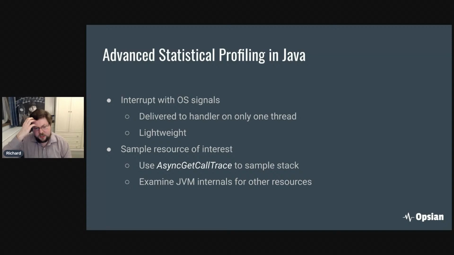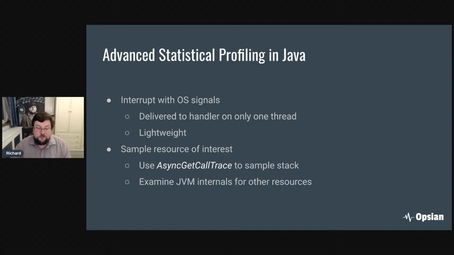But SIGPROF is just another signal number, and instead of killing the process, it gets delivered to a handler on one of the threads within that process. It's very lightweight, very low overhead, and very efficient. There's no more efficient way of interrupting a process than using the operating system's signal handling. If you want to reduce the overhead even further, you just sample with lower interval frequencies and rely on the fact that you're always sampling in production in order to gather enough samples and stack traces to understand what's going on.